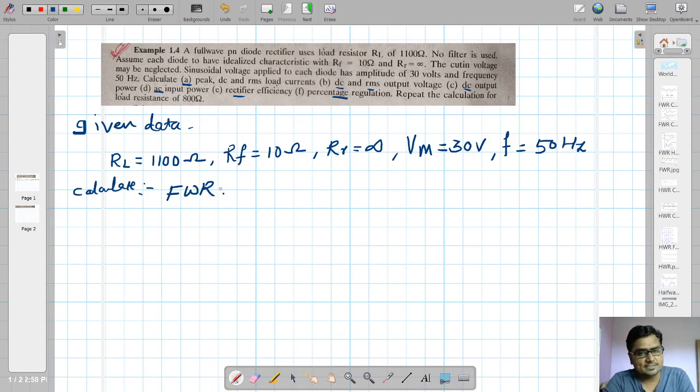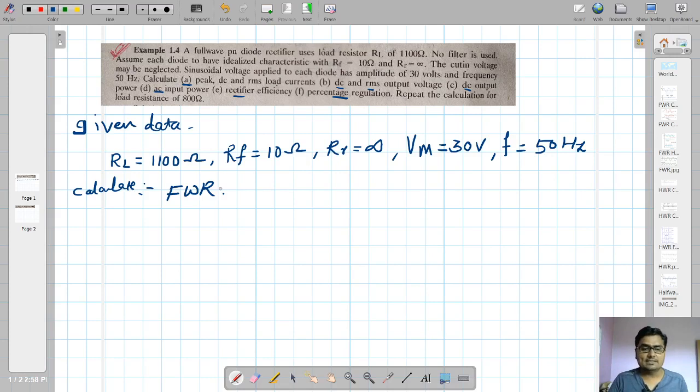Either you go for center type rectifier or bridge rectifier. Draw any circuit diagram, no problem. It's not a design, it's just a numerical. So even they are not demanding a circuit diagram for a particular rectifier. And we know that whatever analysis we have done for the full wave center type rectifier is all applicable for the bridge rectifier. It means equations are the same for both rectifiers.